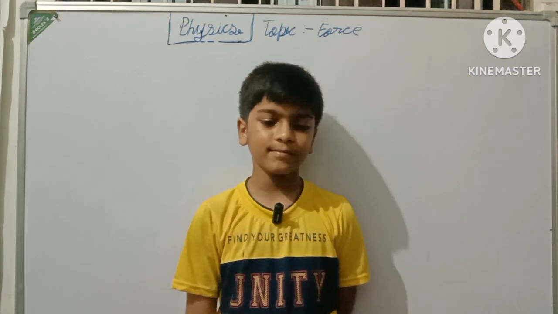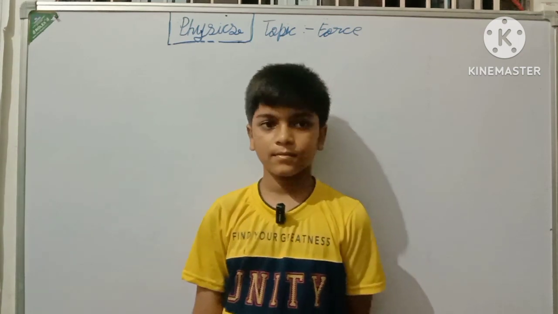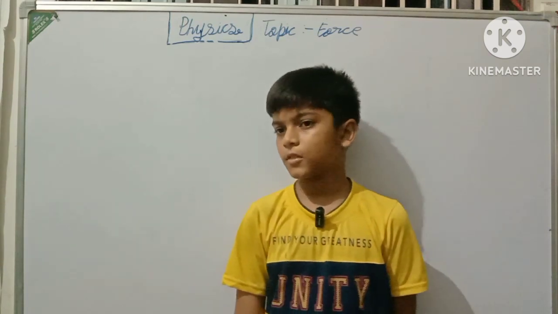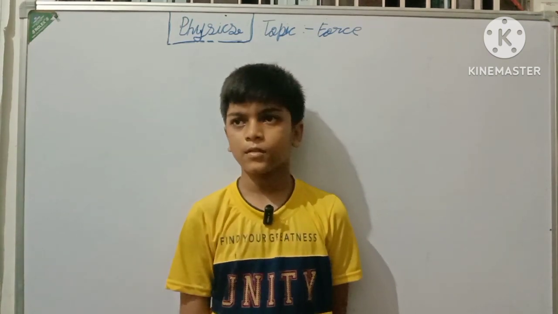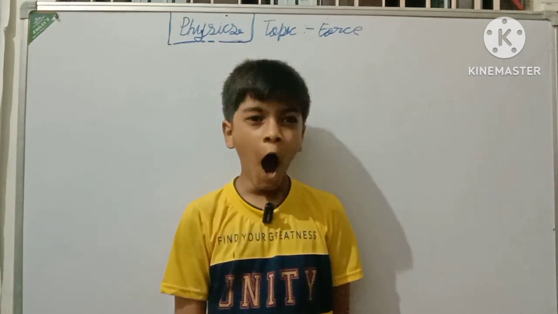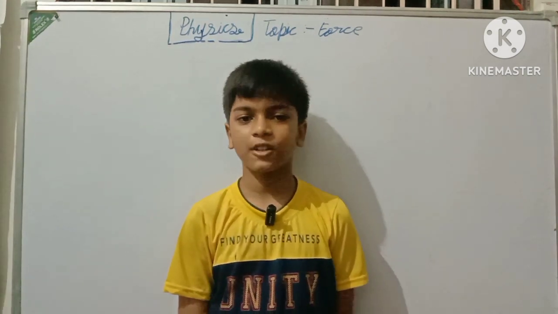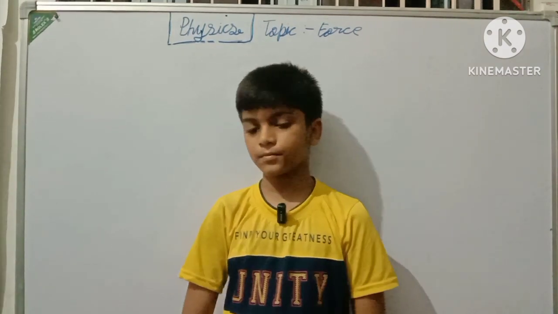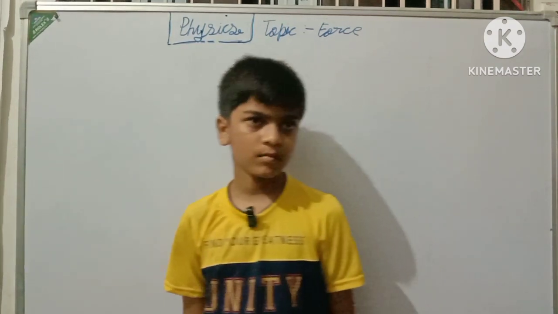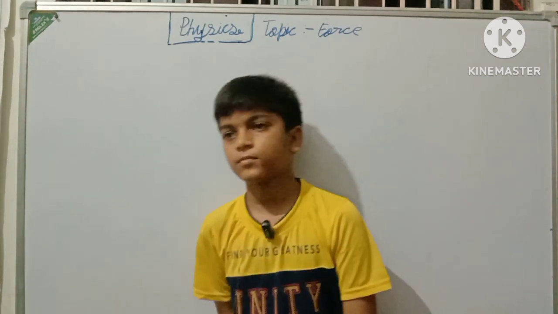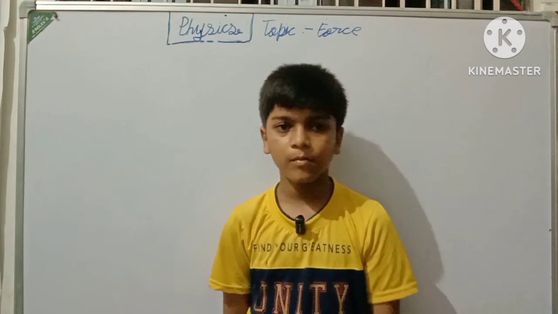Write T for true and F for false statement. You have to tell true or false. Okay. Only one line statements are there, and you have to tell whether these statements are false or true. Okay. Statement 1. Force can change the shape of an object. True. It's true. Statement 2.